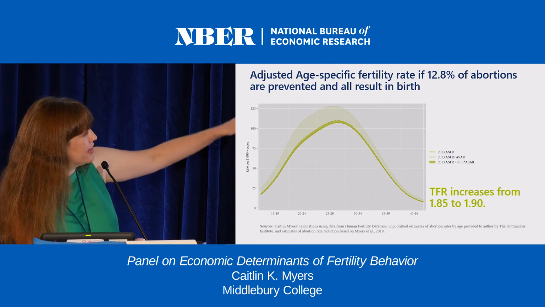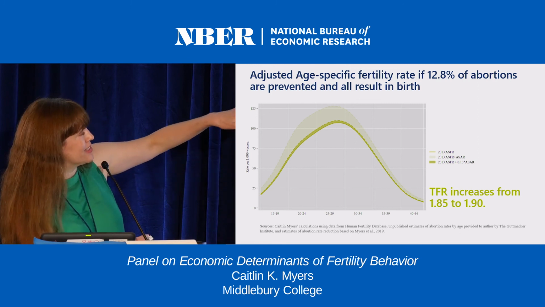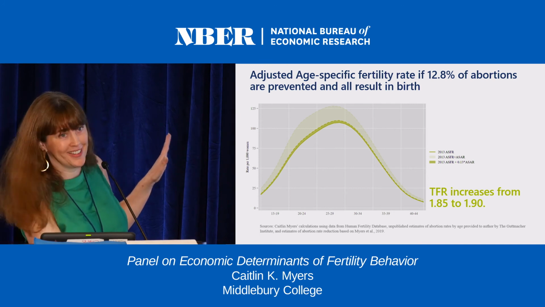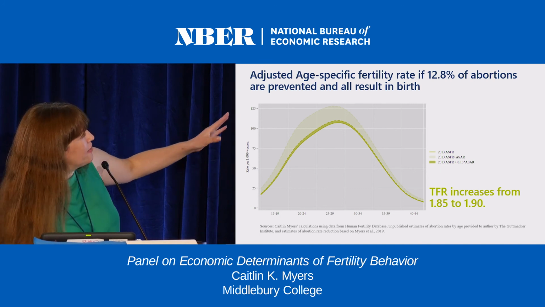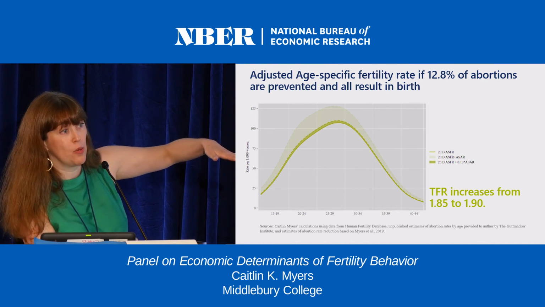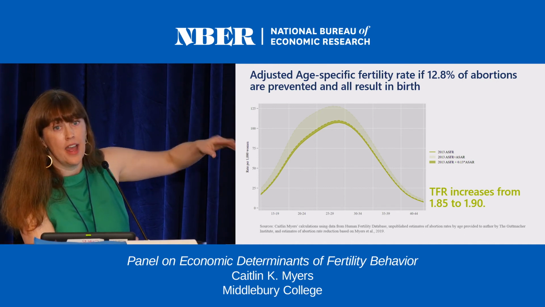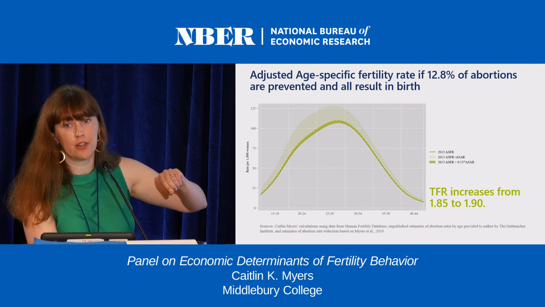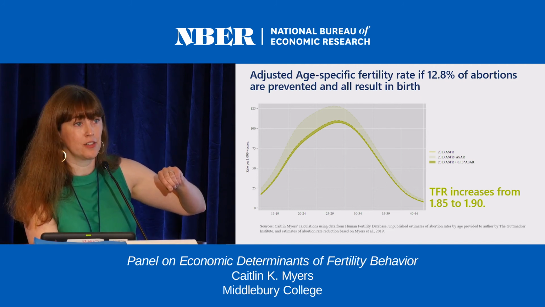And we take the current, well, I've done this, it's not in our paper. For you, I took the current age-specific fertility rate. I added a very lightly shaded region that shows you what happens if I add all the abortions being reported in this country right now. And then I add a darkly shaded region. How much would this go up if 13% of those abortions were prevented and resulted in births?